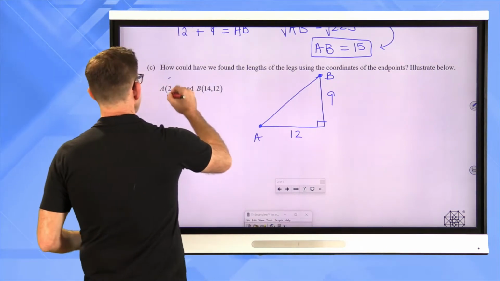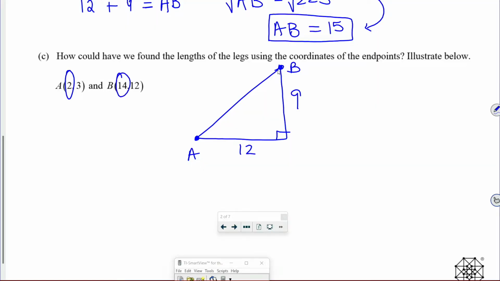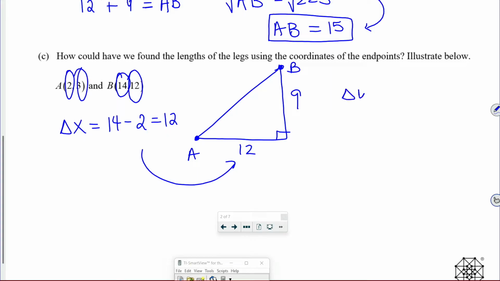Well, we can do it by subtraction. In other words, if we look at these two x coordinates, the change in x, which is the distance between them, 14 minus 2, is 12. That's right here. And if we look at the two y coordinates, 12 and 3, the change in y, 12 minus 3, is equal to 9.